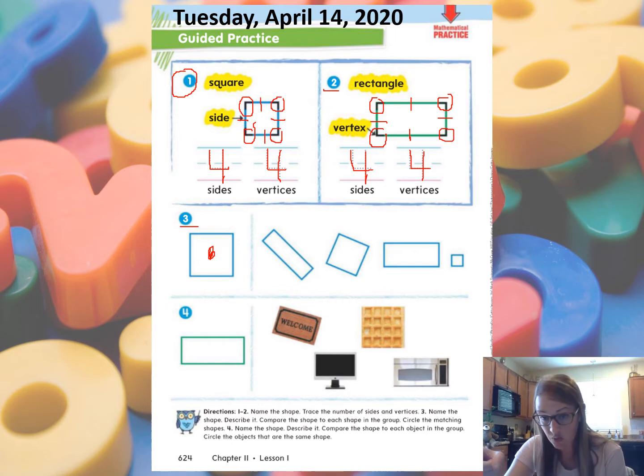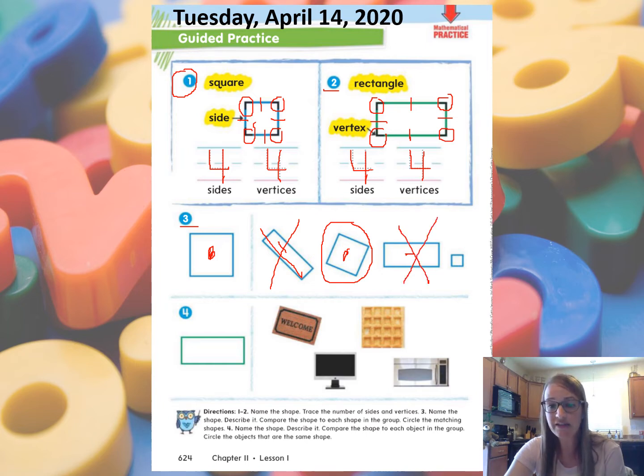Now we're going to look for other shapes that have 4 sides and 4 vertices that are equal. First one here, is this a square? No. Put an X on it if you'd like to, or don't do anything with it. Now, the second shape, is this a square? Yes, let's circle it. Third shape right here, is this a square? 4 sides that are equal and 4 vertices? Nope. Put an X on it. How about this little tiny guy at the end? Is he a square? Yes, he has 4 equal sides and 4 vertices.